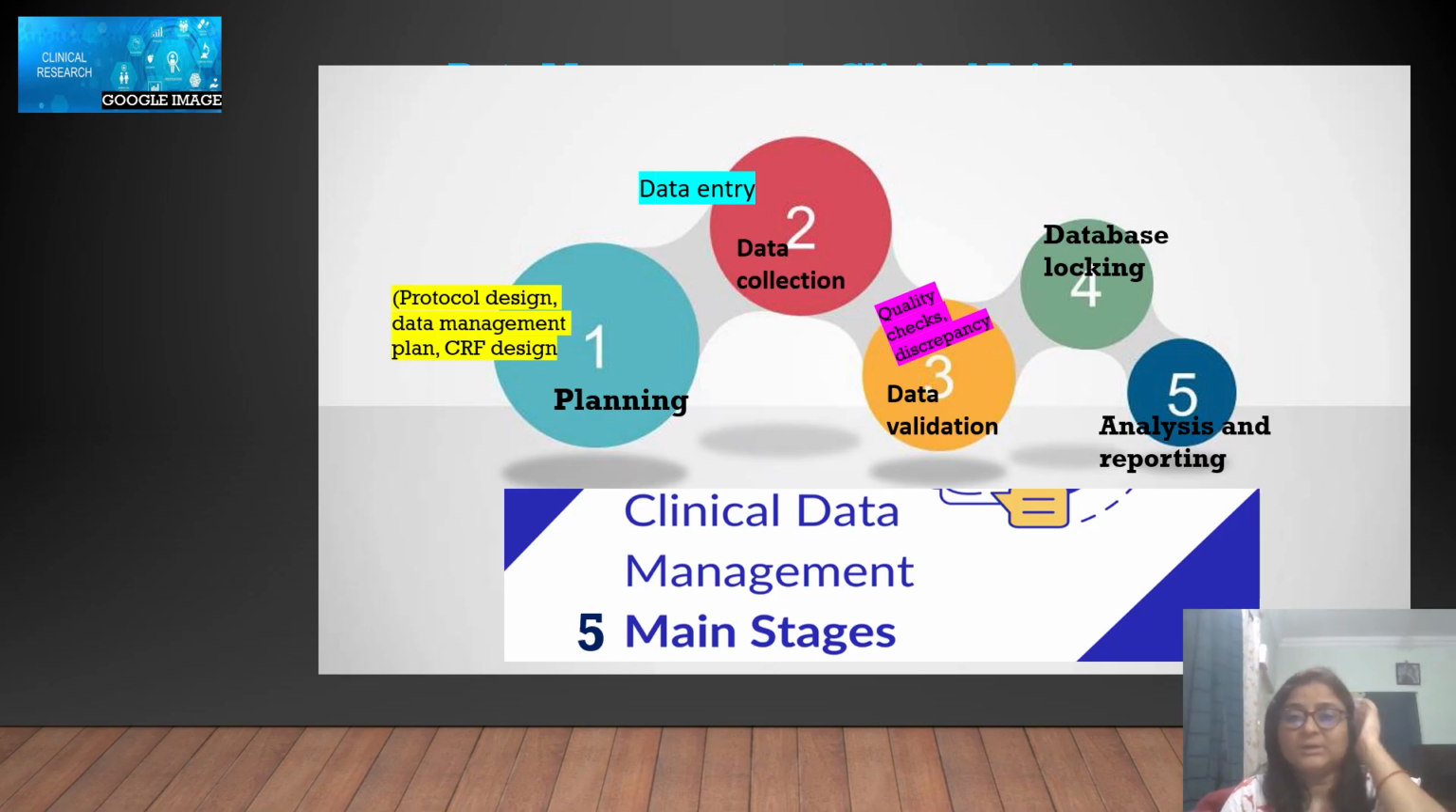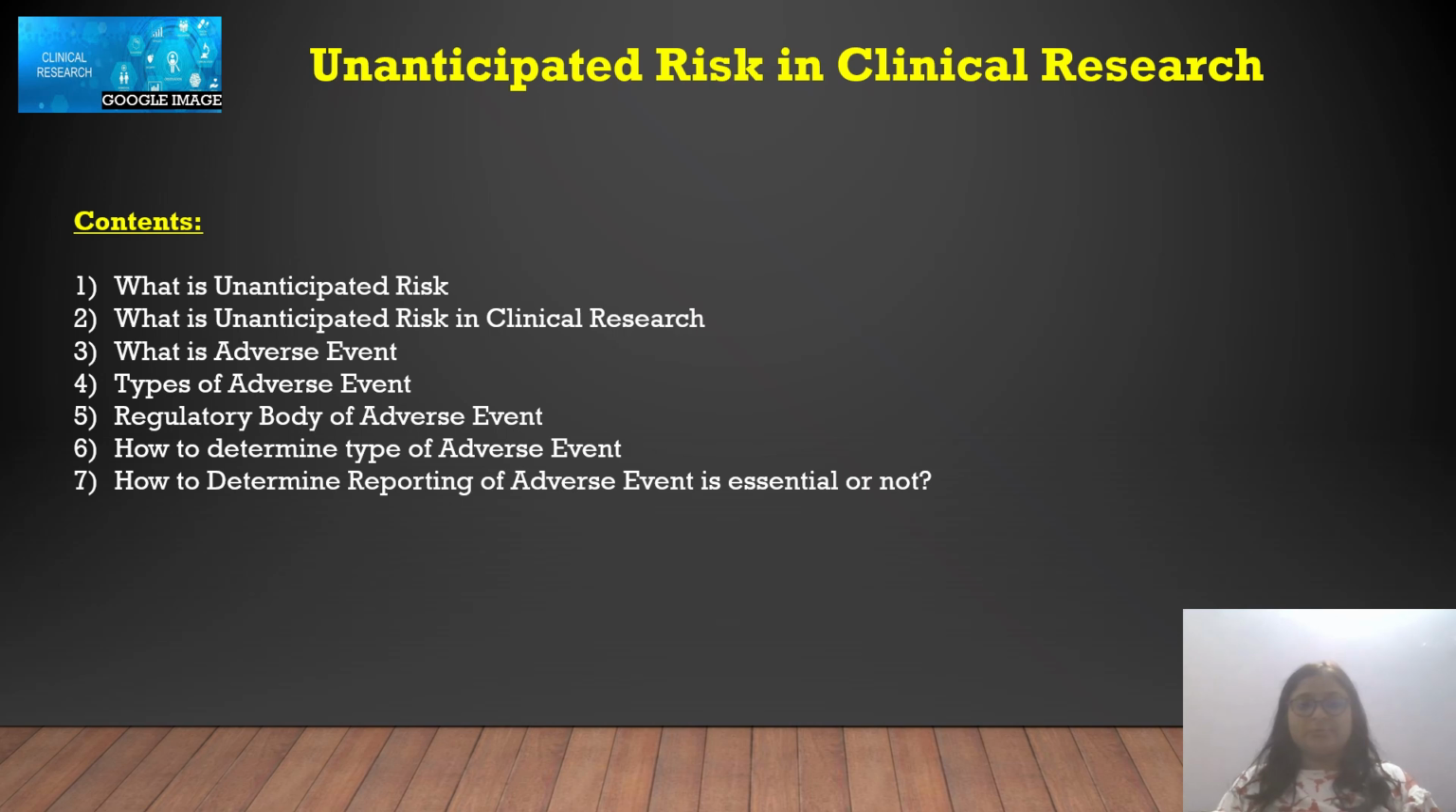So now we will move to today's topic, that is unanticipated risk in clinical research. There are a few contents for this topic. First we will see what is unanticipated risk. Then second we will see what is unanticipated risk in clinical research, which is our actual topic. And then what is adverse event, and we will also see whether there is any difference between adverse event and unanticipated risk. Yes, there is a difference. There is a very thin line difference that we have to understand.